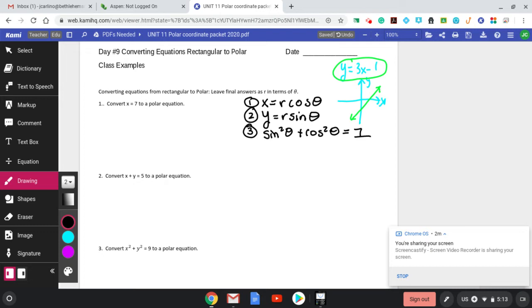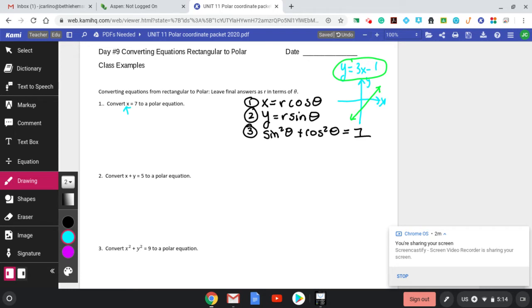All right, so the first one, convert x equals 7 to polar. Not that we need to know that, but x equals 7 would be a vertical line if I had you graph it. Now convert it to polar. Well, what do we already see? X's can't stay X's anymore. I should not have any x's or y's in my final equation. I should have r's and thetas. So what is x? What could I substitute in?